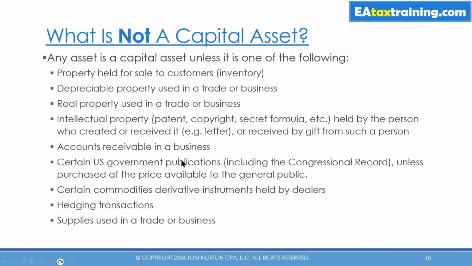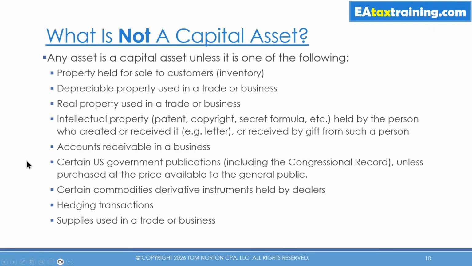Next is accounts receivable in a business, not capital. Then certain U.S. government publications, including the Congressional Record, unless they were purchased at the price available to the general public. So this is kind of the oddball one on the list. But what this is saying is if you get a U.S. government publication and you don't have to pay for it, or you don't have to pay very much for it, then that is not a capital asset. If you get to sell that, you are not going to get favorable tax treatment on the gain on that sale. If, however, you purchased that government publication at the normal price, then it would be a capital asset.